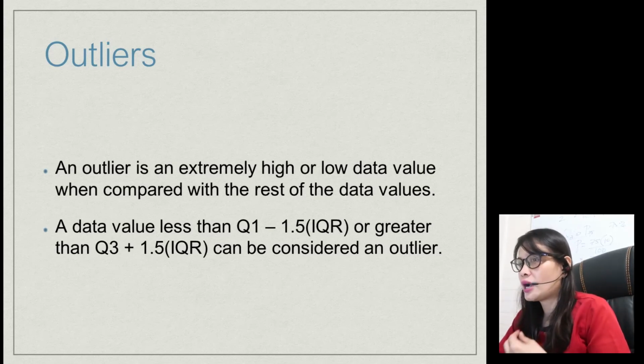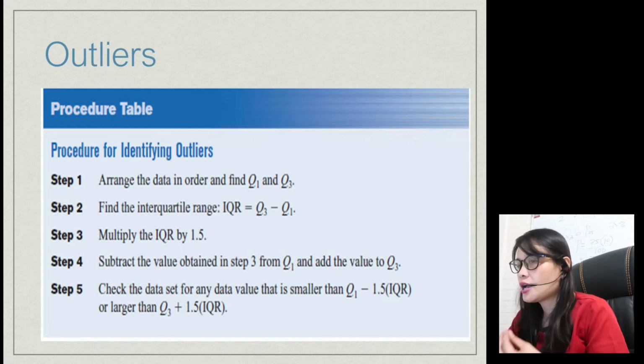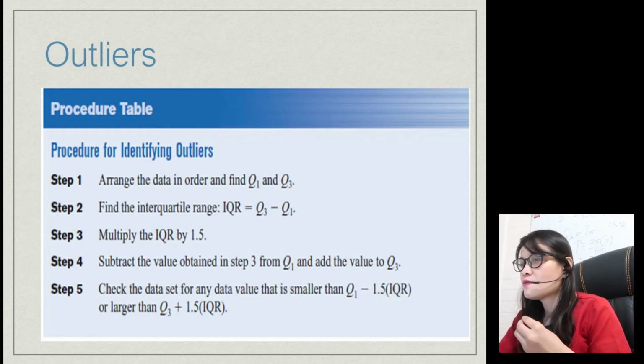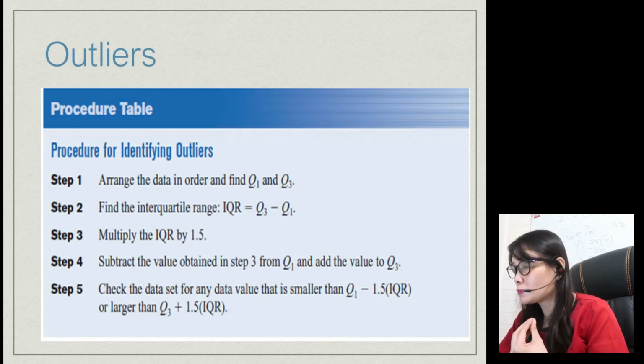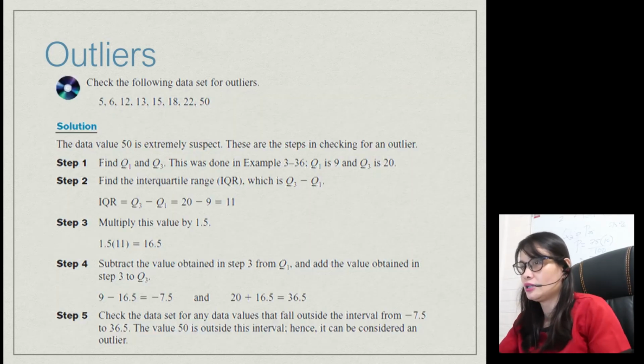The procedure of identifying outliers. First, arrange the data in order and find Q1 and Q3. Second, find the interquartile range, Q3 minus Q1. Third, multiply the interquartile range by 1.5. Fourth, subtract the value obtained in step 3 from quartile 1 and add the value to quartile 3. Finally, check the data set for any data value that is smaller than quartile 1 minus 1.5 times the interquartile range, or larger than quartile 3 plus 1.5 times the interquartile range. So for example, here we go.